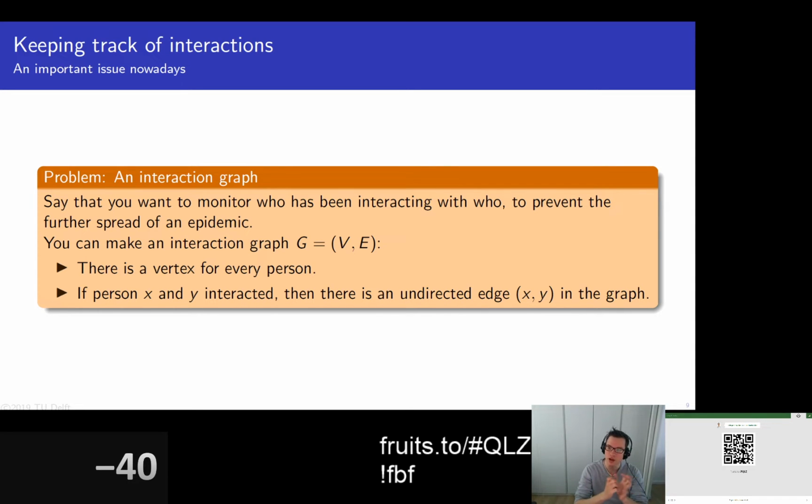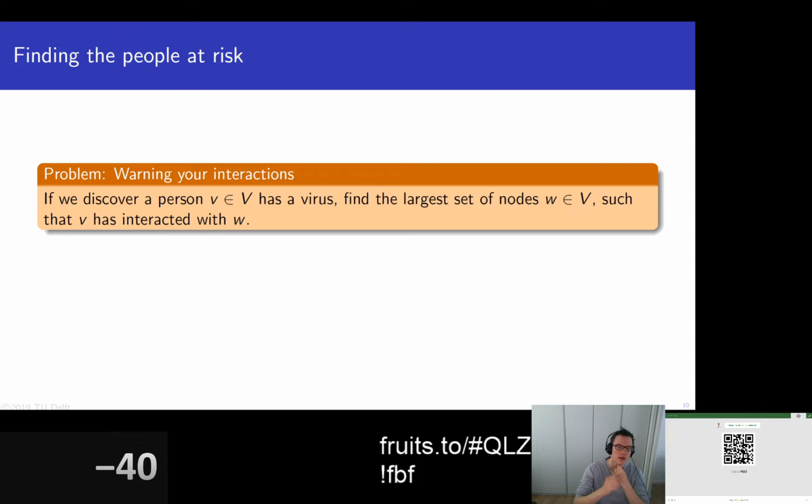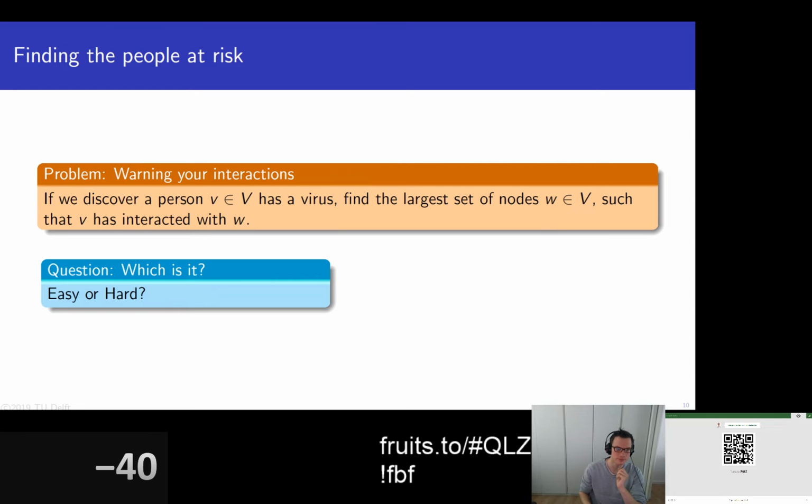Now, given this graph, I might have a number of questions that I would like to answer. For example, if I find out that a person has the virus, I would like to find the largest set of nodes that I need to warn that they have interacted with someone who has the virus. So, given a vertex, I want to find the largest set that is connected to this vertex. My question is simple. Is this problem easy or is this problem hard? Now, I haven't exactly defined easy and hard yet. That's intentional. Let's see what you intuitively think.